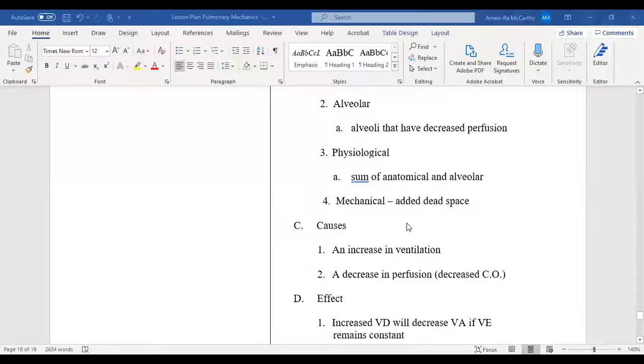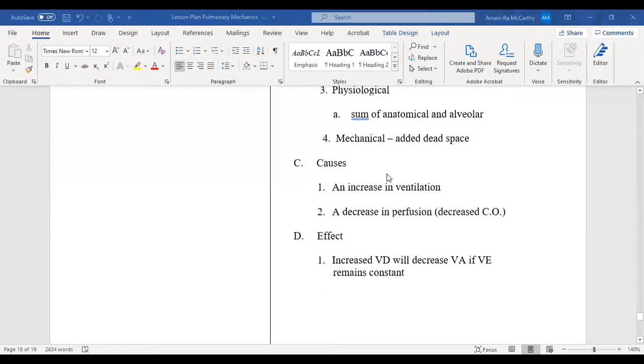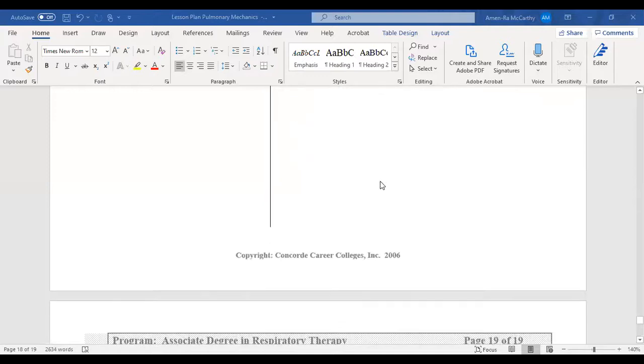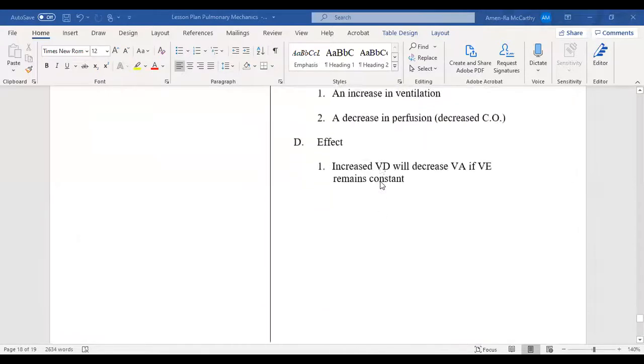Let's get to a stopping point and take a break. Let me see where we're going to be. All right. So we have, those are the 4 types of dead space. And then the causes, I think that, yeah, this is it. This is it. We're going to take a break.